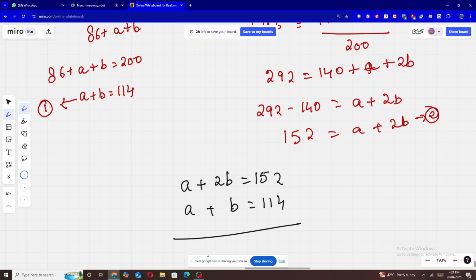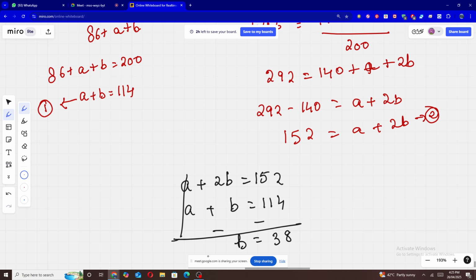So now you will subtract, right? Ma'am, so B is equal to how much? B is equal to? How much is it? 38. So your B is 38. So after this, B is subtracted. Put it in any equation. So a plus 38 is equal to 114. A is equal to 114 minus 38.